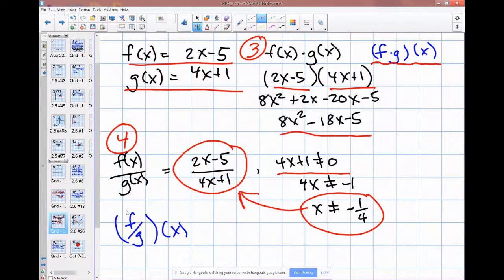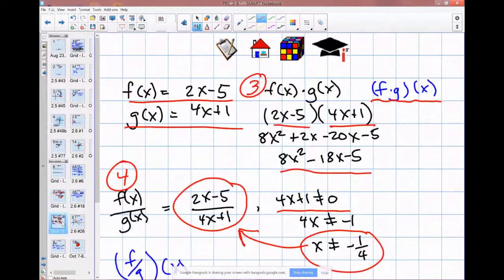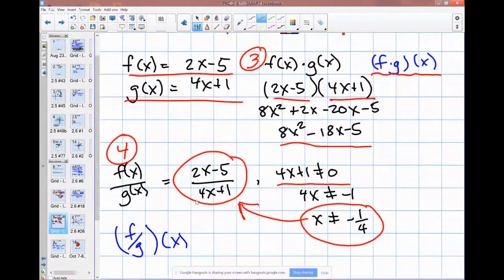So just to recap real quickly, picking two sample functions, we can add them, subtract them. Third, we can multiply them, and fourth, we can divide. So the good old four arithmetic operations. There's more to this than that. But are there any questions or comments so far?